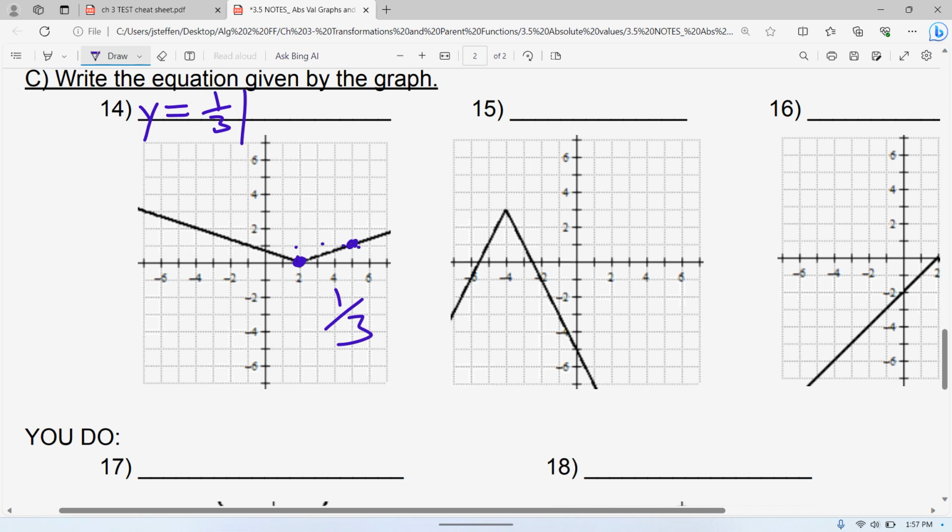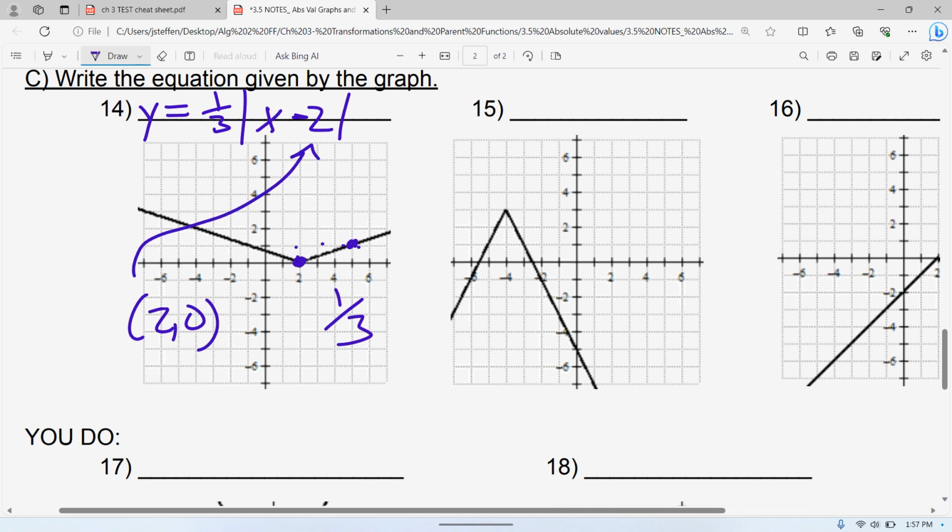My vertex is over to the right 2. So remember that's -2. If you go to the right, it's minus. I don't go up or down, so a is 0. Again, you could set your vertex at 2, 0, and then plug that in.